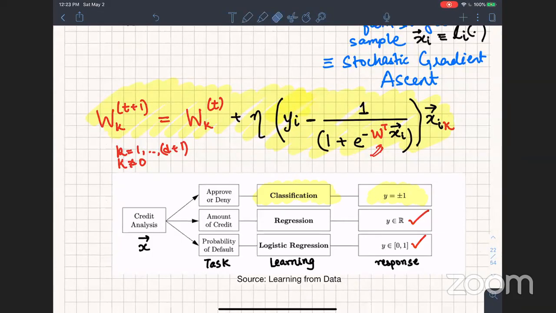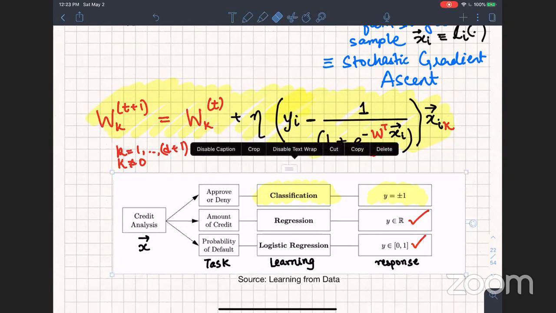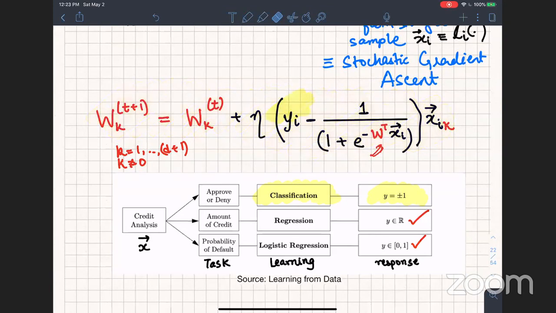Cross entropy. And also, if you are wondering why we didn't go for an analytical solution, see where this W transpose X is sitting. It is sitting in the power of e. So it's not possible to find an analytical solution easily. Whereas in regression, instead of this entire one by term, we simply had W transpose xi.